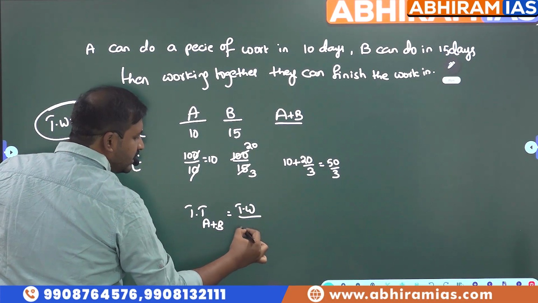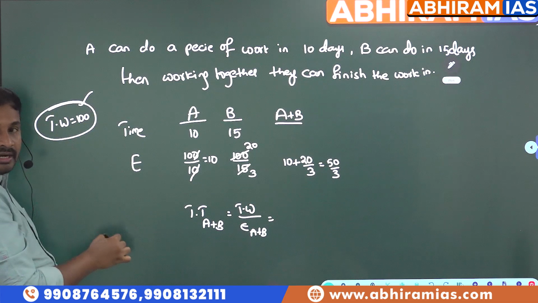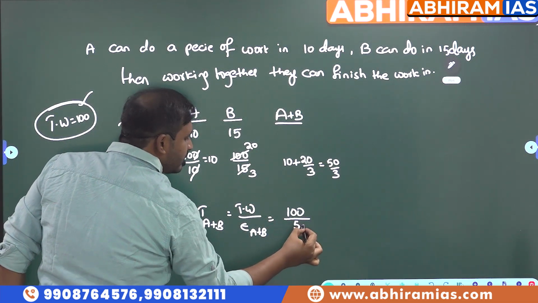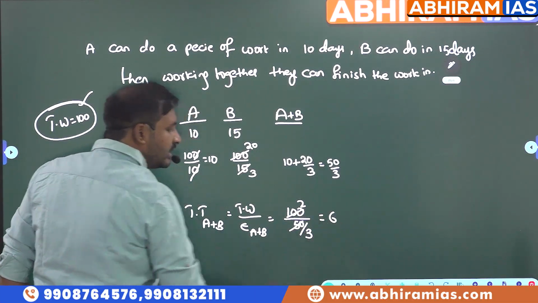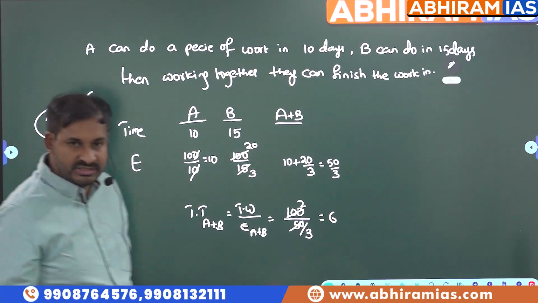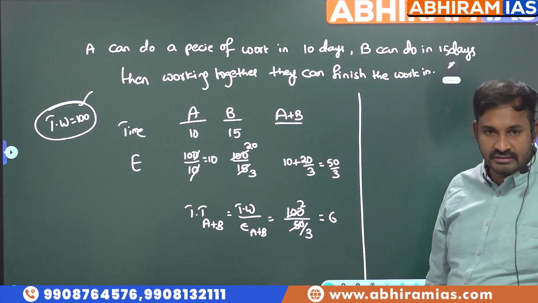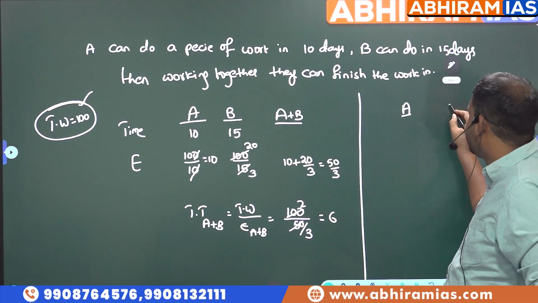Now time taken by A plus B is equal to what? Total work by efficiency of A and B. What is total work for me? 100. And what is the combined efficiency of A and B? 50 by 3. Now this 3 will come to the numerator and the work will be done in how many days? 6 days. Now this is a standard process. Now what is the total work I have assumed in this case? 100.